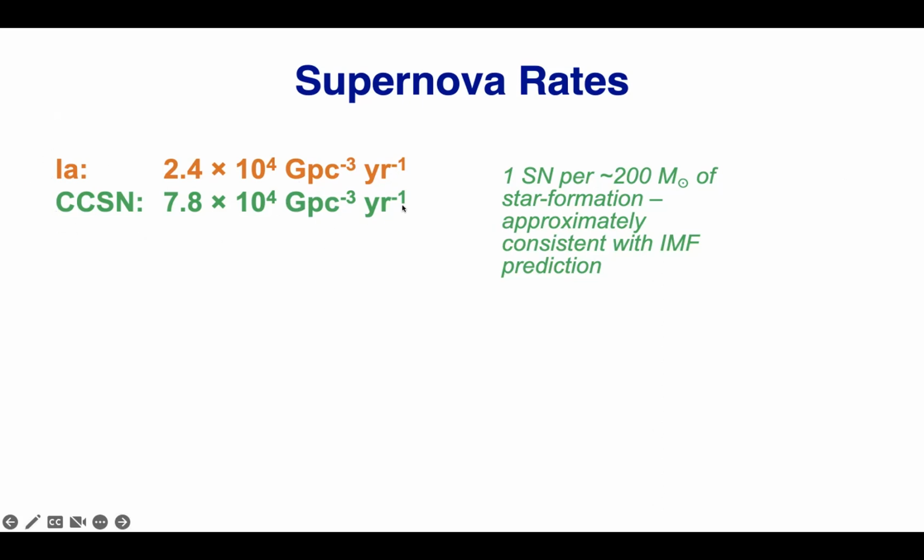And likewise for the core collapse supernovae, about 7.8 times 10^4 per cubic gigaparsec per year, which if you compare that to the rate of star formation, corresponds to about 1 supernova exploding per 200 solar masses worth of material that has gone into newly forming stars. That is approximately consistent with what you would estimate if you take an initial mass function, you look at how much mass is going into big stars, you look at the initial mass function of those big stars greater than 8 solar masses, and you get about 1 supernova in that part of the IMF formed per 200 solar masses of material. So that's reasonably consistent with what we would expect from galaxy and star formation observations.